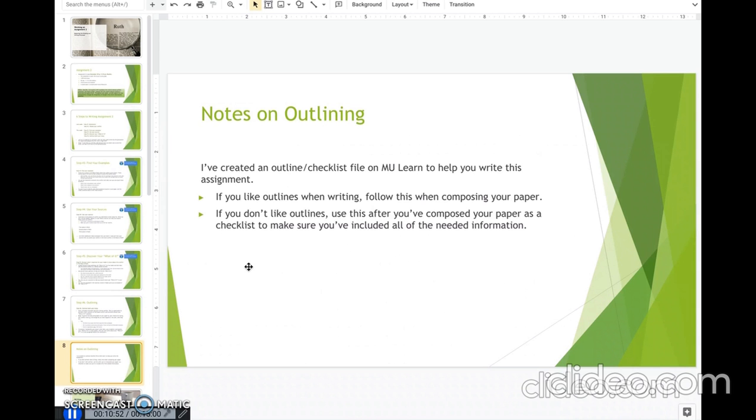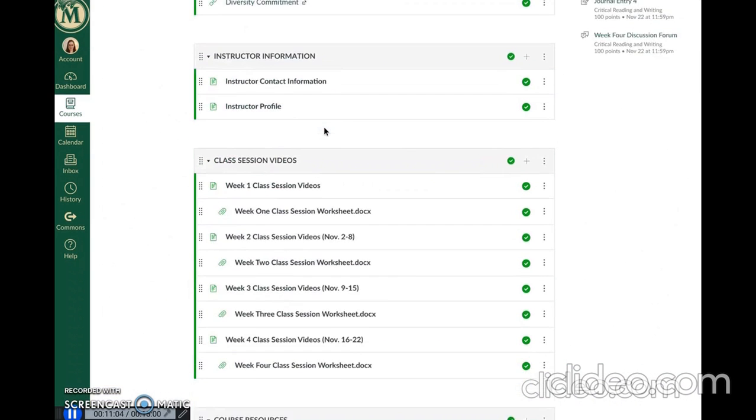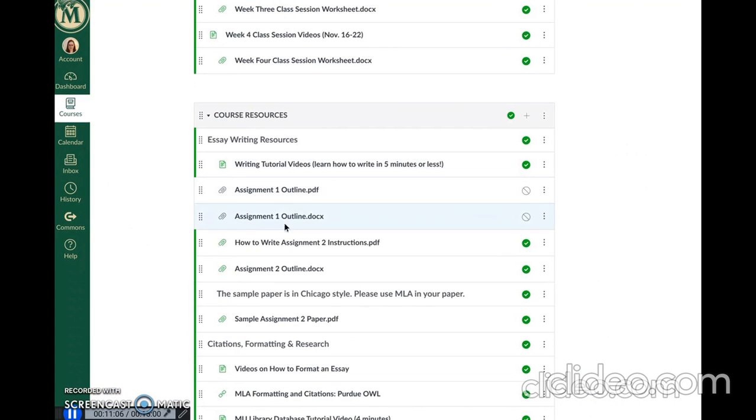So after you've gone through and written your paper, maybe make sure, oh, do I have a clear topic sentence? Do I mention the Book of Ruth in my introduction? You can use this outline in that way. So to find the outline, go back under Course Resources and then go to Assignment 2 Outline.